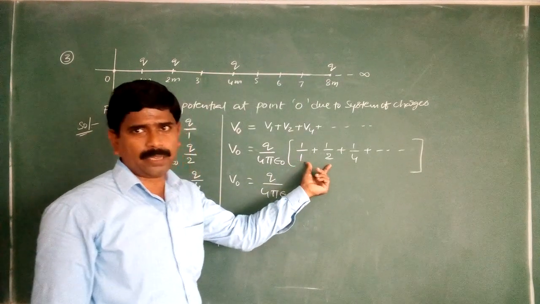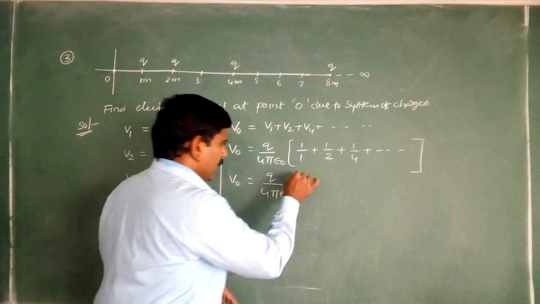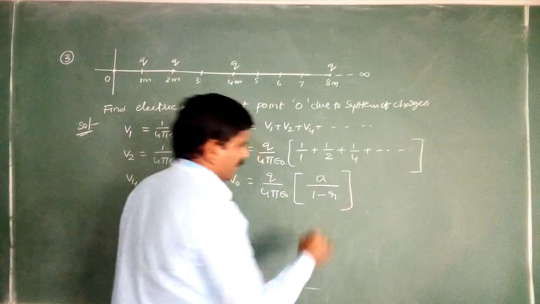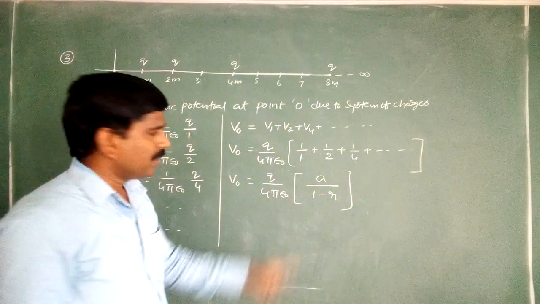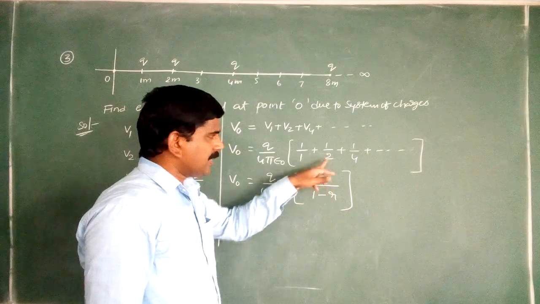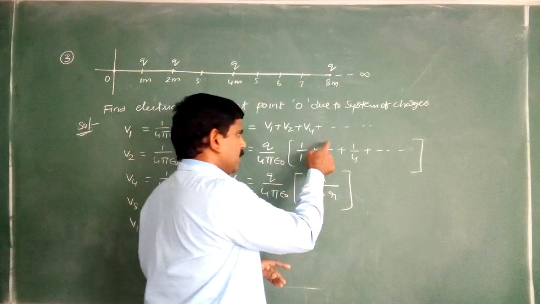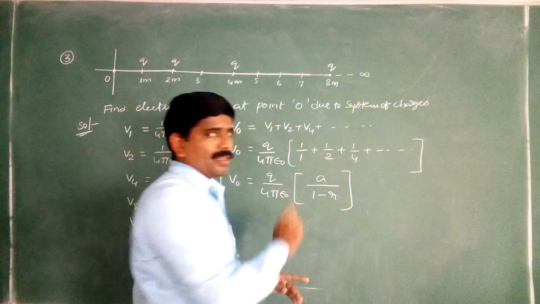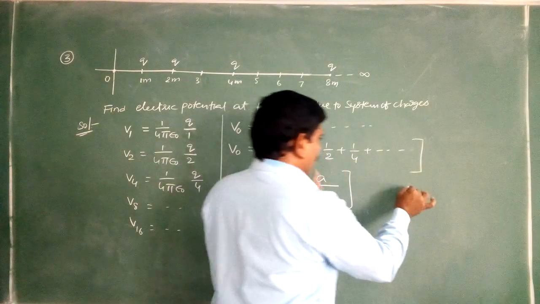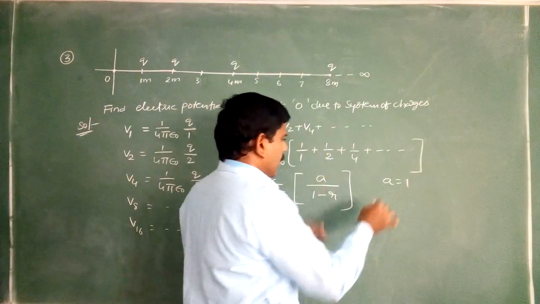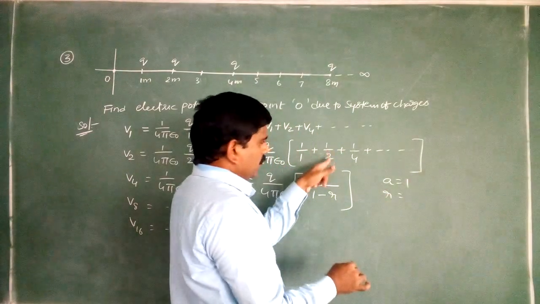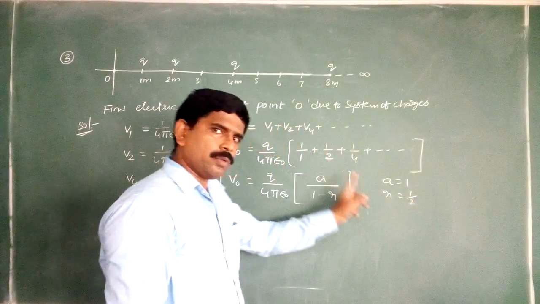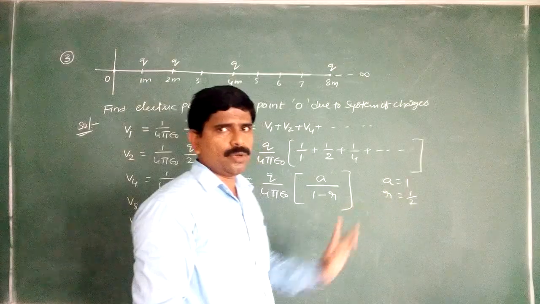So here V0 is equal to Q by 4 pi epsilon naught into, this one is in GP, geometric progression. In case of the geometric progression, we know that the expression for the sum of n terms is A by 1 minus R. Here A is the first term, R is the ratio of these numbers: second one by first one, or third one by second one, or fourth one by third one. So here A is equal to 1 and R is equal to 1 by 2 by 1, which means 1 by 2, or 1 by 4 by 1 by 2. In this situation also it is 1 by 2 only.